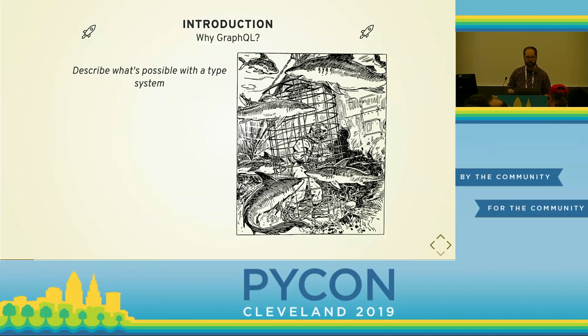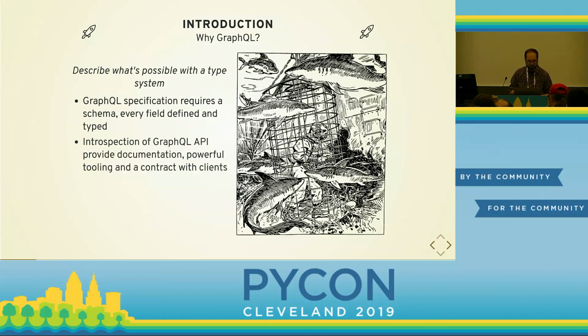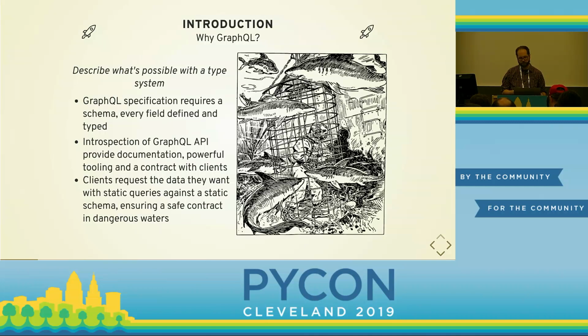The next selling point is that we can describe what's possible with a type system. Everything in GraphQL is statically typed. The specification requires a schema with every field defined and typed. We can introspect our GraphQL schema in real time, provide documentation and powerful tooling, and it's also a contract with our clients. Clients themselves actually request the data using static queries against a static schema, ensuring that we have a safe contract. And that's something that we can use to validate for breaking changes in our API, which can be very useful.